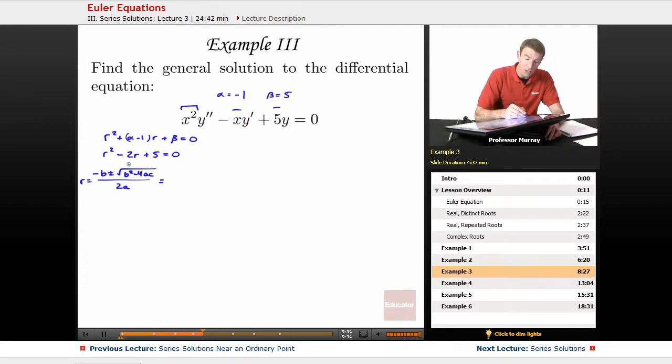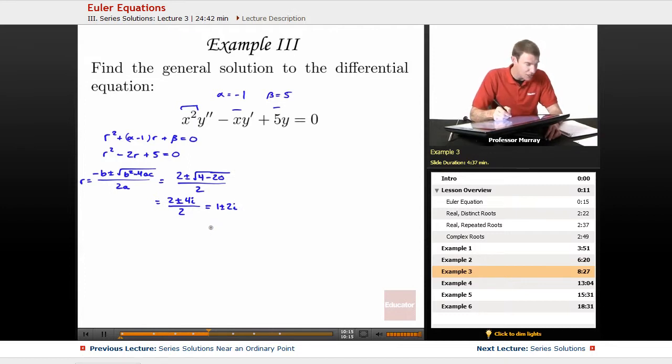So here our b is negative 2, so our negative b is positive 2, plus or minus b squared, which is negative 2 squared, so that's 4. 4ac is 4 times 1 times 5, so that's 20. 4 minus 20 over 2a is 2. So that's 2 plus or minus the square root of 4 minus 20, which is negative 16, so the square root of negative 16 is 4i. We're going to get complex roots here, and that simplifies down to 1 plus or minus 2i.